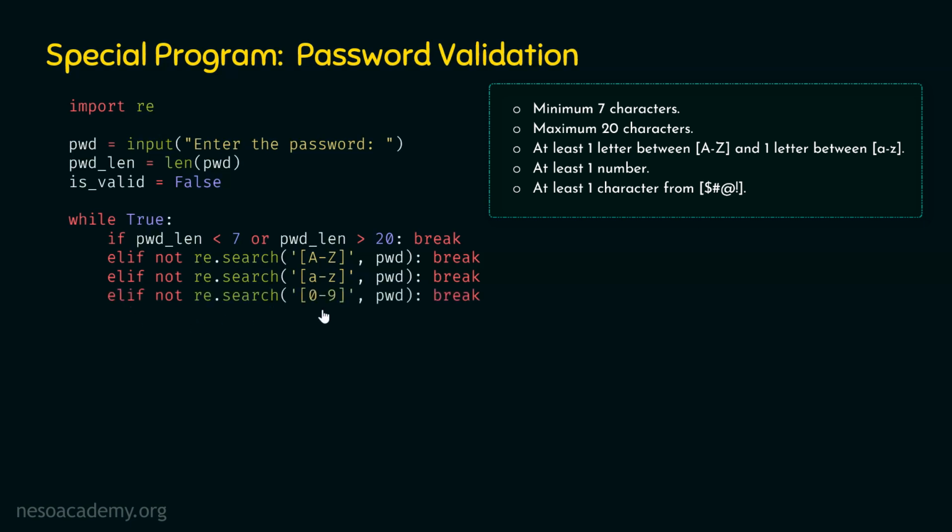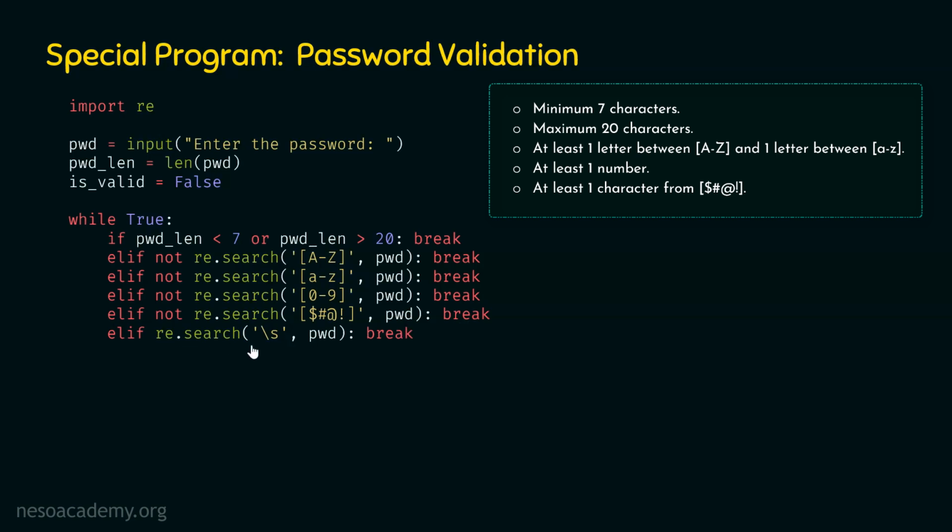We need to check whether the password contains at least one digit from 0 to 9. If it is the case that the password does not contain at least one digit, then in that case we need to break the loop. This is the fourth requirement. After this, we need to check whether the password contains at least one character from this character set or not. If it does not, then in that case the loop will terminate. Up to this point, we have checked all the 5 requirements that we need to check.